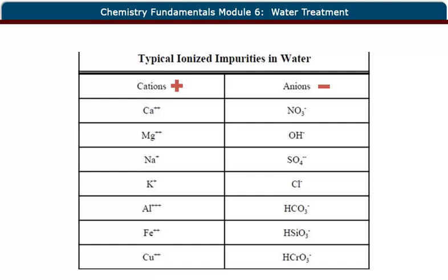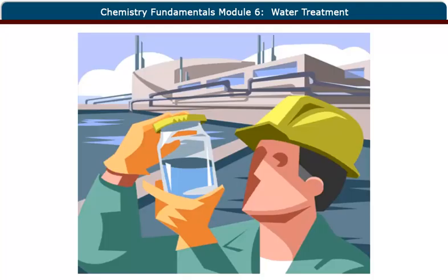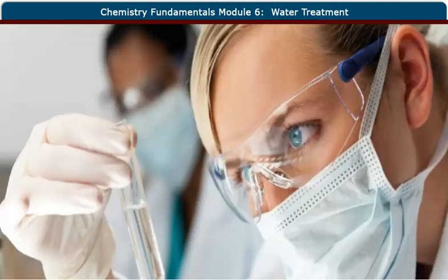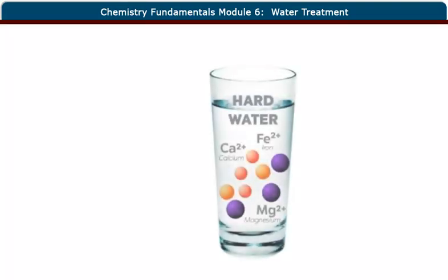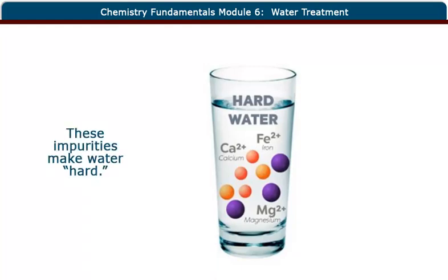This chart shows some of the ions that may be present in water. To determine which of these ions are present, we take samples and send them to a lab for analysis. Some of these ions, like calcium, iron, and magnesium, can make the water hard. I'm sure you've heard the term hard water.